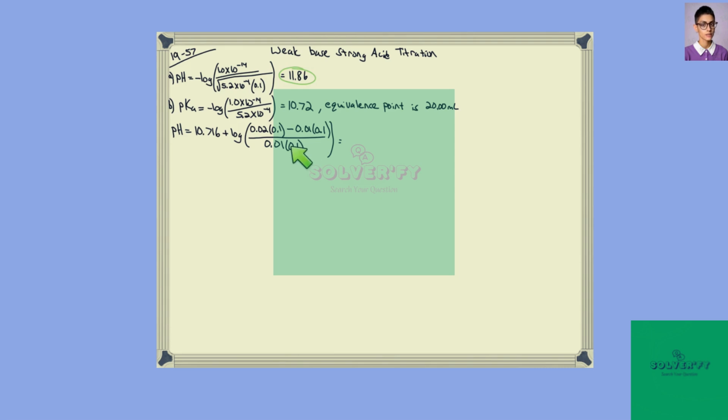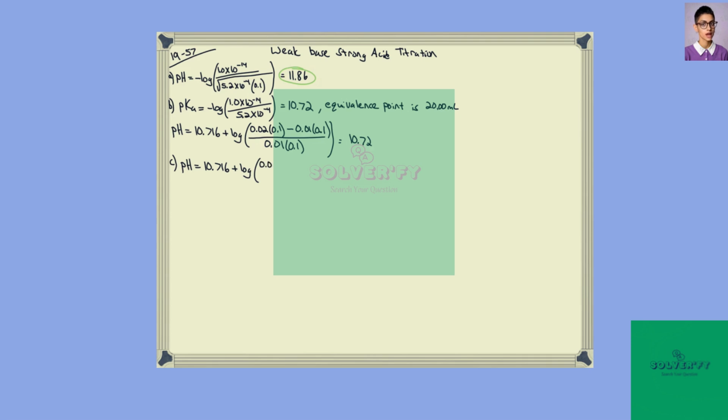We divide that by the moles of weak acid formed. The moles of weak acid formed will be equal to the moles of strong acid added, which is our 10 milliliters, 0.01 liters at 0.1 molar. This also gives us our pH equal to pKa at 10.72.